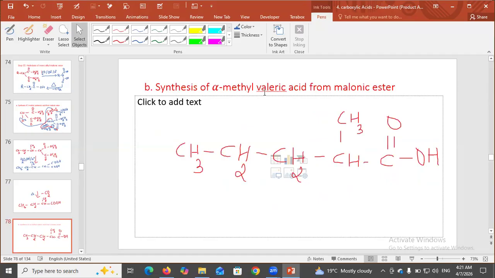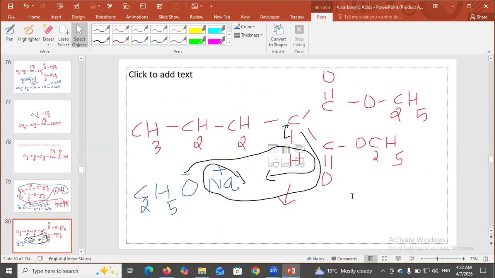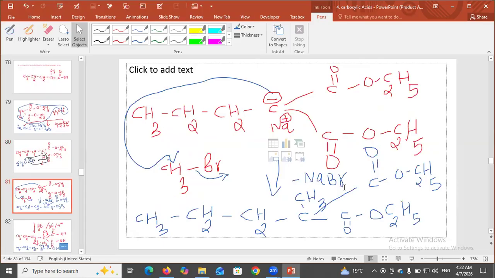Synthesis of alpha-methyl valeric acid from malonic ester. Malonic ester is treated with sodium hydroxide, and the product is reacted with bromopropane. Another hydrogen is abstracted by sodium hydroxide, and it is again treated with methyl bromide.